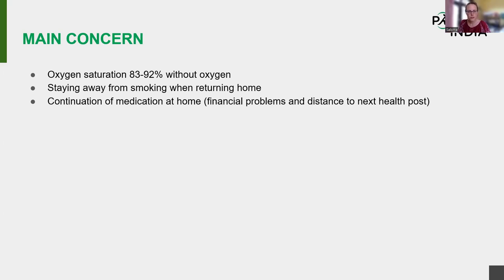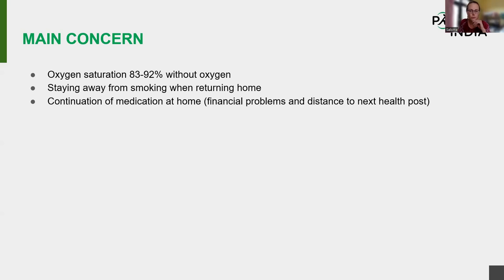So main concerns: the oxygen saturation came up with all the exercises and treatment. So actually now it's not 83, it's around 87 to 92 without oxygen. But we think because she had her COPD for a long time, she is used to a lower oxygen level. So we are not giving any oxygen anymore.